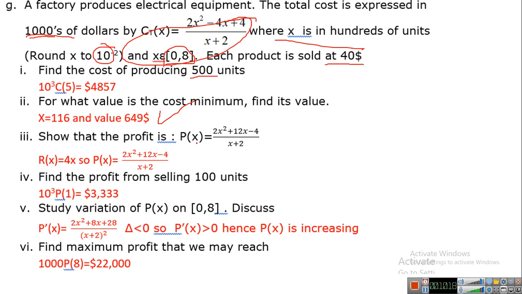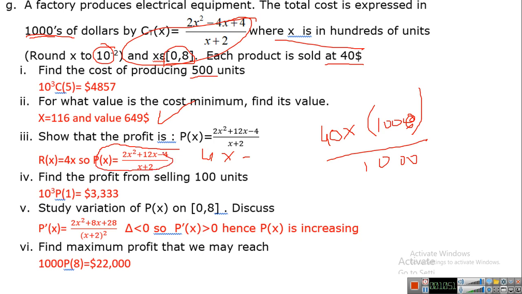Okay, show that the profit is as given. We need to find the revenue first. Revenue is, we all know the price, which is 40 times x, and x is in 100 over 1000, so you're going to get 4x. So profit will be revenue 4x minus the cost. If you do 4x minus the cost, you can check it by yourself, you're going to get the profit.